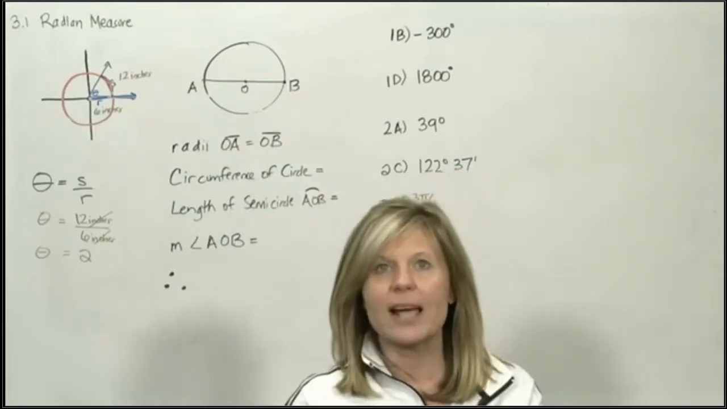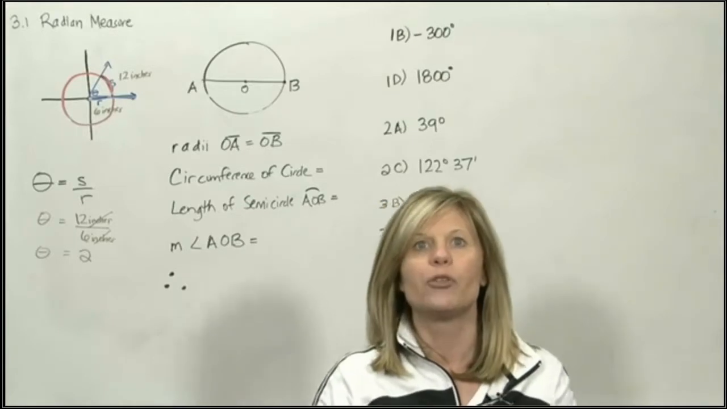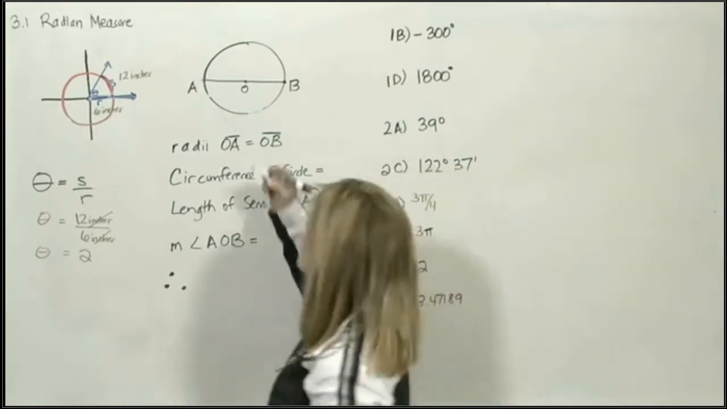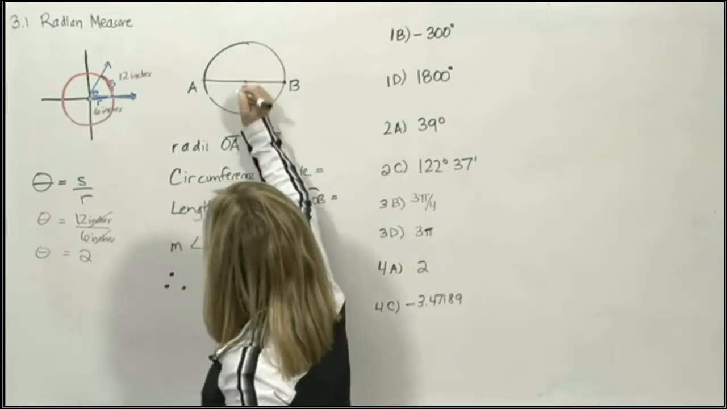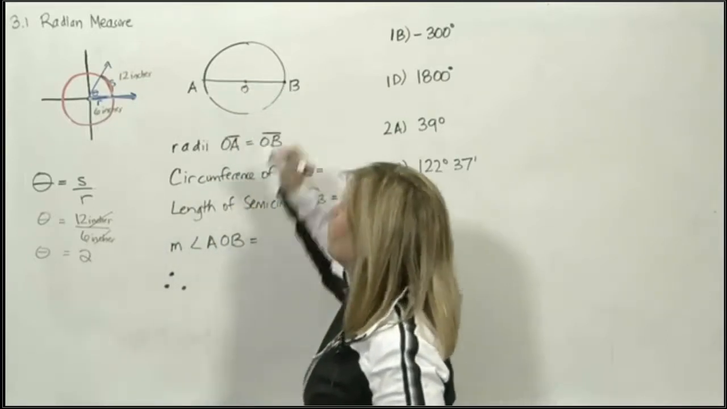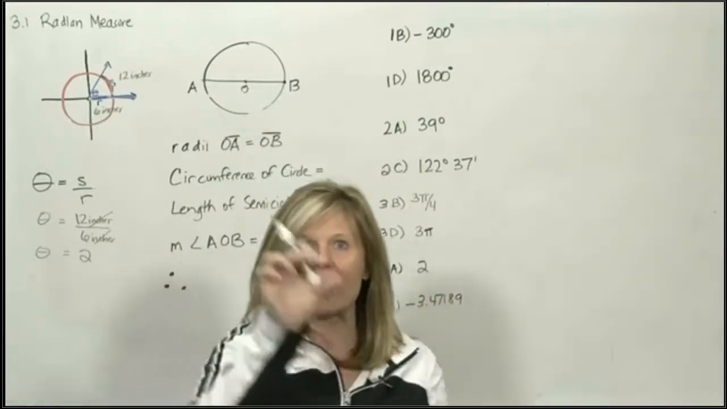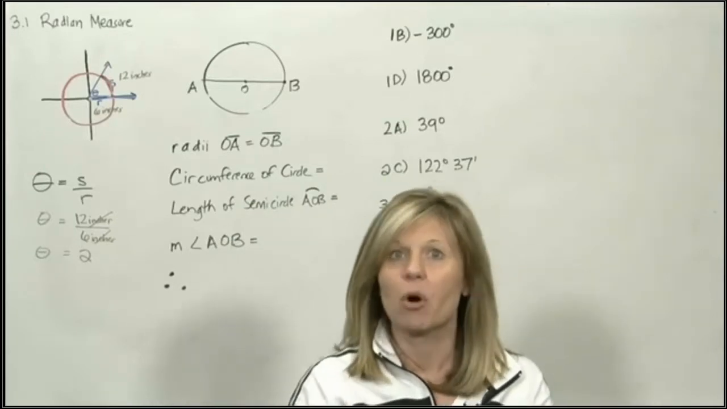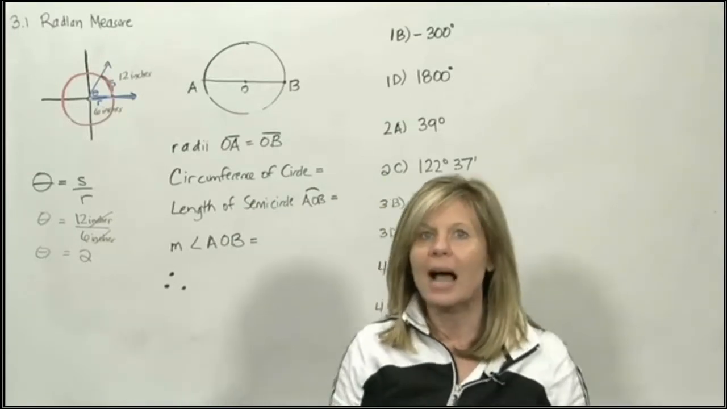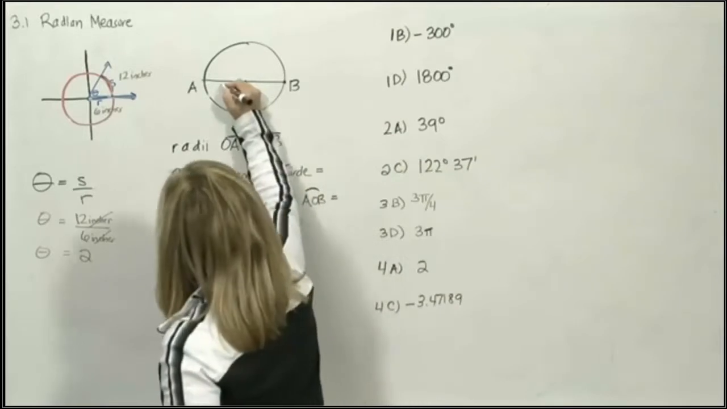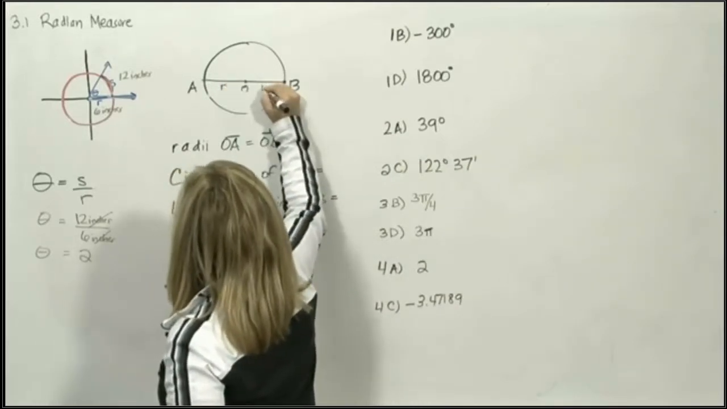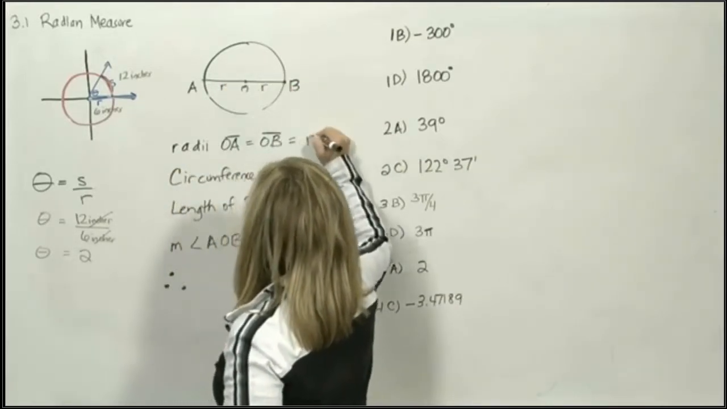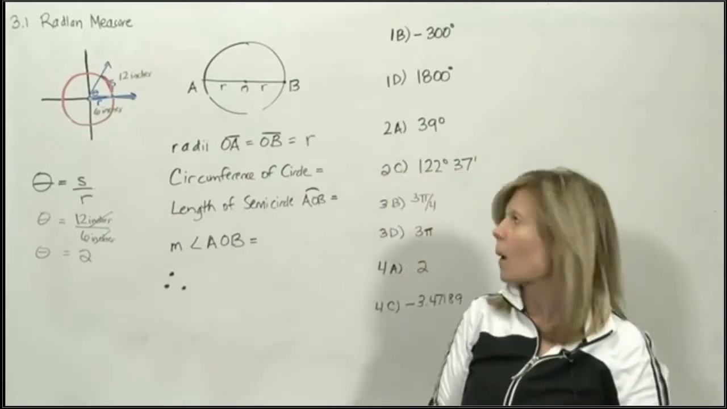But we know every diameter can be broken into 2 parts called the radii, plural for radius. So you have a radius here, AO, and you have a radius here, OB. And what do you know about all the radii in a circle? Good. They're all the same length. They're all equal. I don't actually have a number for this, so I'm going to call this radius R. I'm going to call this radius R. So the length of each radius is R.